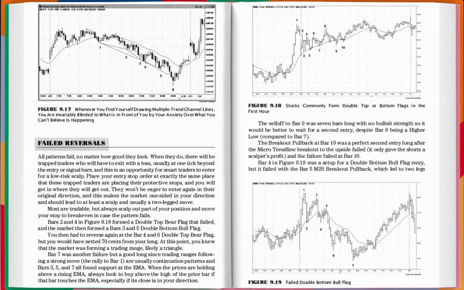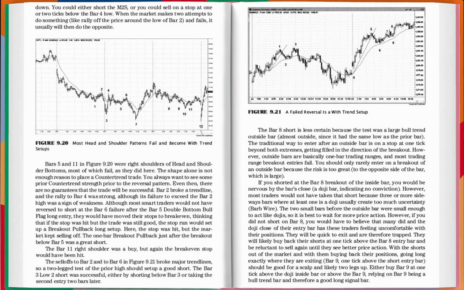Bar 4 in figure 9.19 was a setup for a double bottom bull flag entry, but it failed with the bar 5 M2S breakout pullback, which led to 2 legs down. You could either short the M2S, or you could sell on a stop at 1 or 2 ticks below the bar 4 low. When the market makes 2 attempts to do something like rally off the price around the low of bar 2 and fails, it often continues down. Bars 5 and 11 in figure 9.20 were right shoulders of head and shoulder bottoms, most of which fail, as they did here.